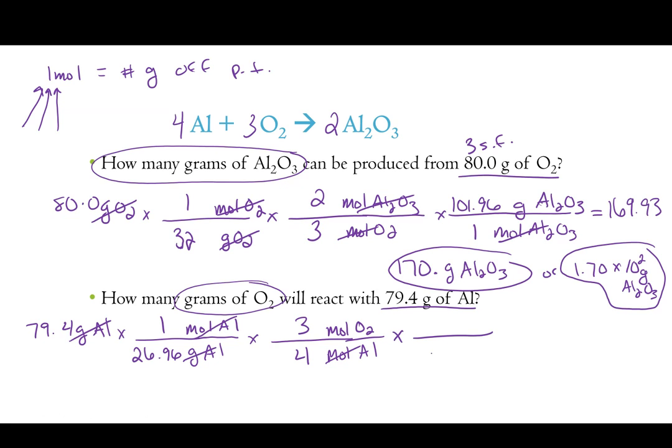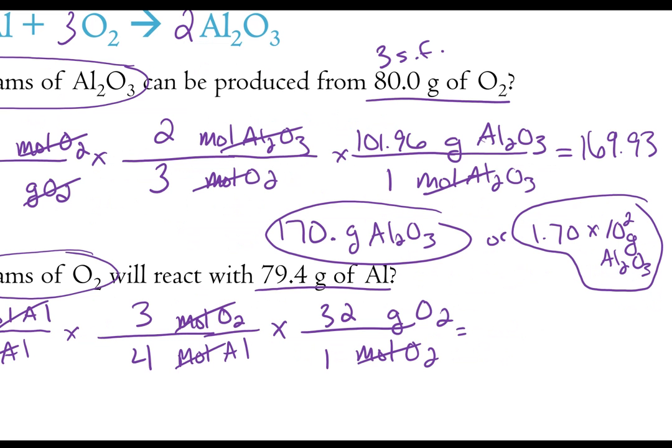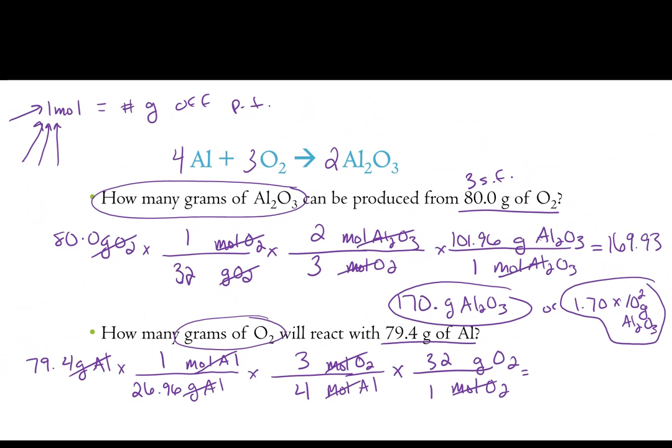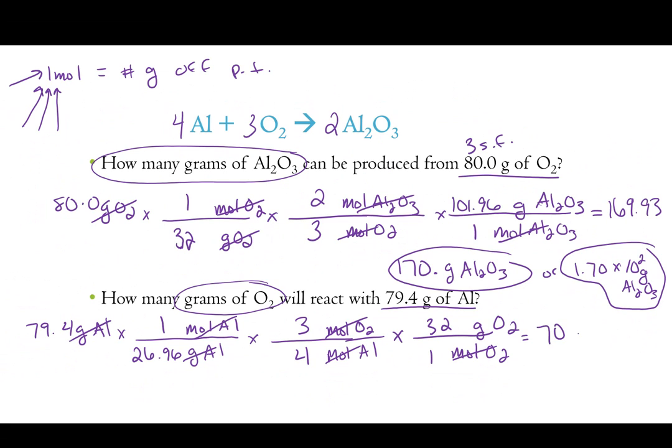Finally, cancel mole oxygen. Go to grams of oxygen. And again, I'm back to using this conversion factor. 1 mole is the mass off the periodic table. This one comes out to 70.6 grams oxygen.